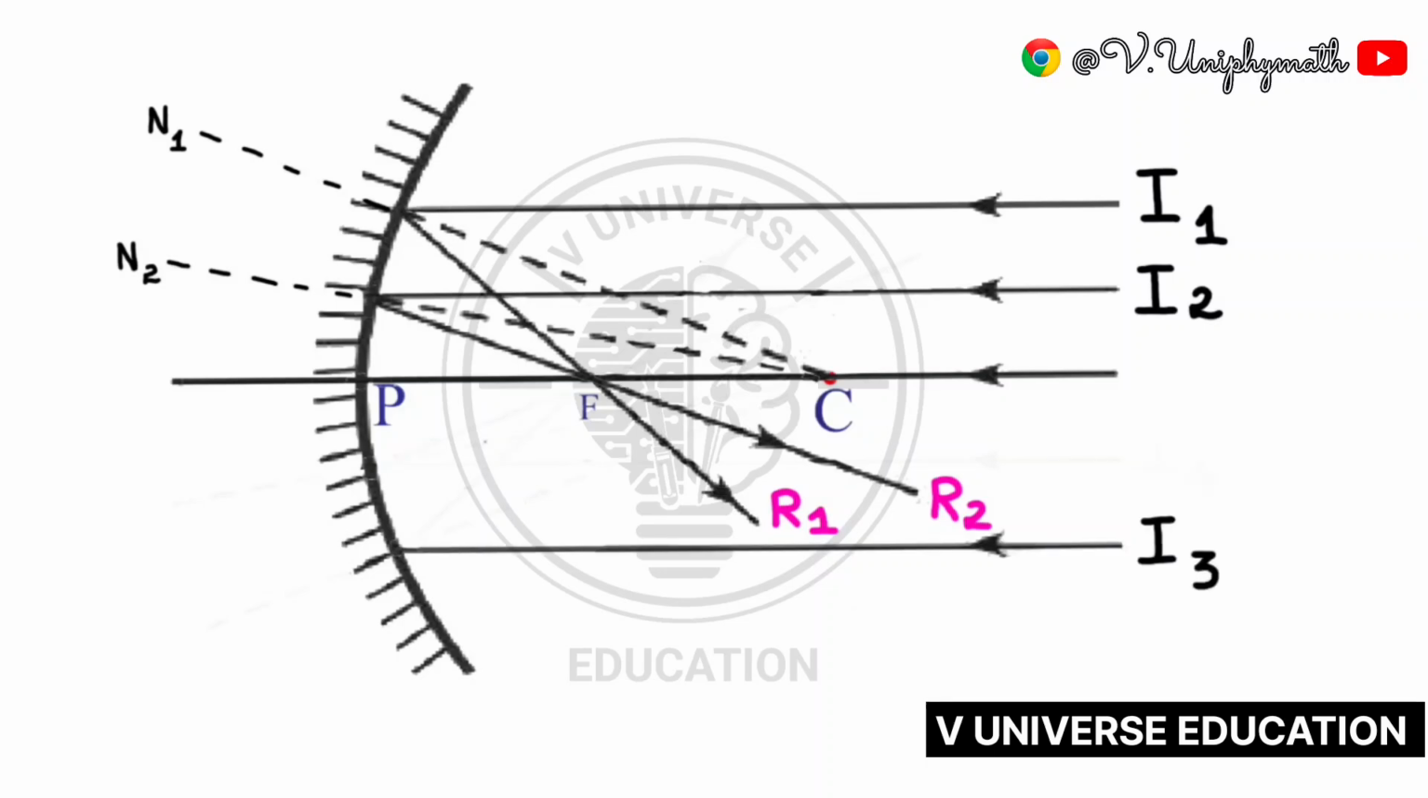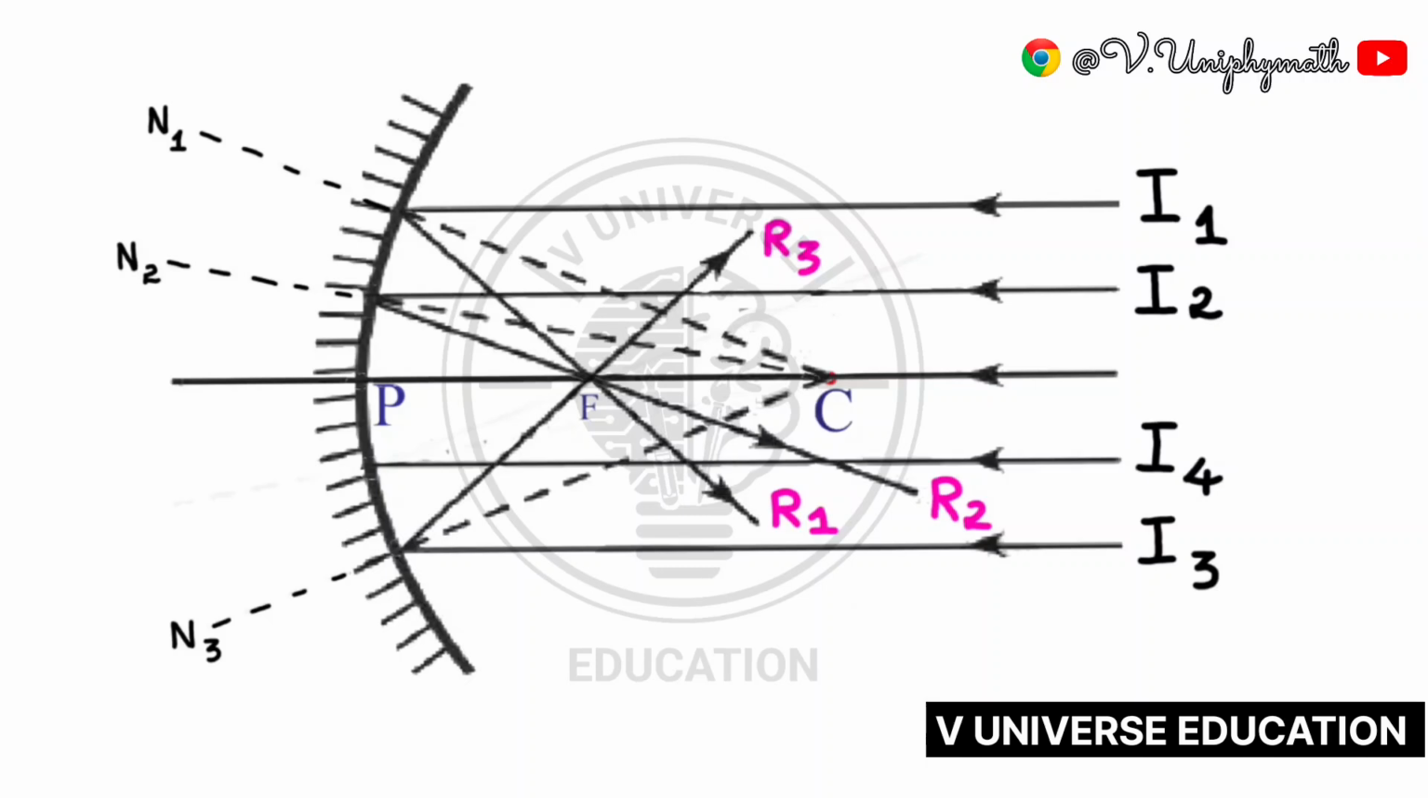Repeat this process for incident ray I3 and draw its reflected ray R3. And for incident ray I4, draw its reflected ray R4. You will observe that all the reflected rays, R1, R2, R3, and R4, converge at a single point on the principal axis. This point is called the focus or focal point, denoted by capital F.